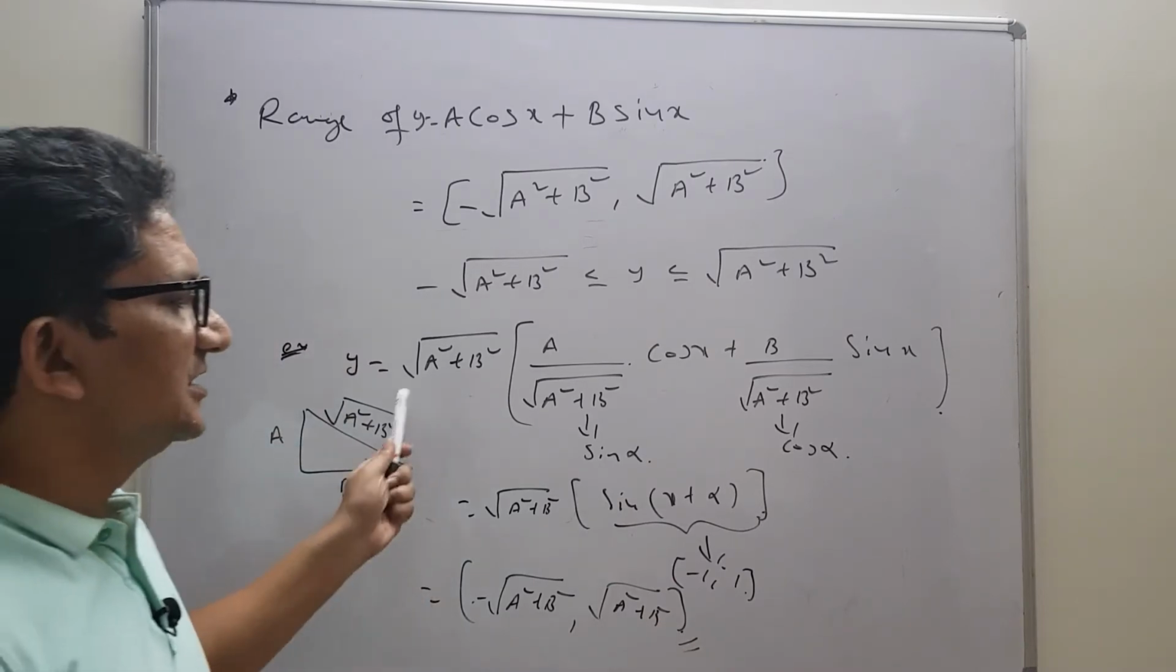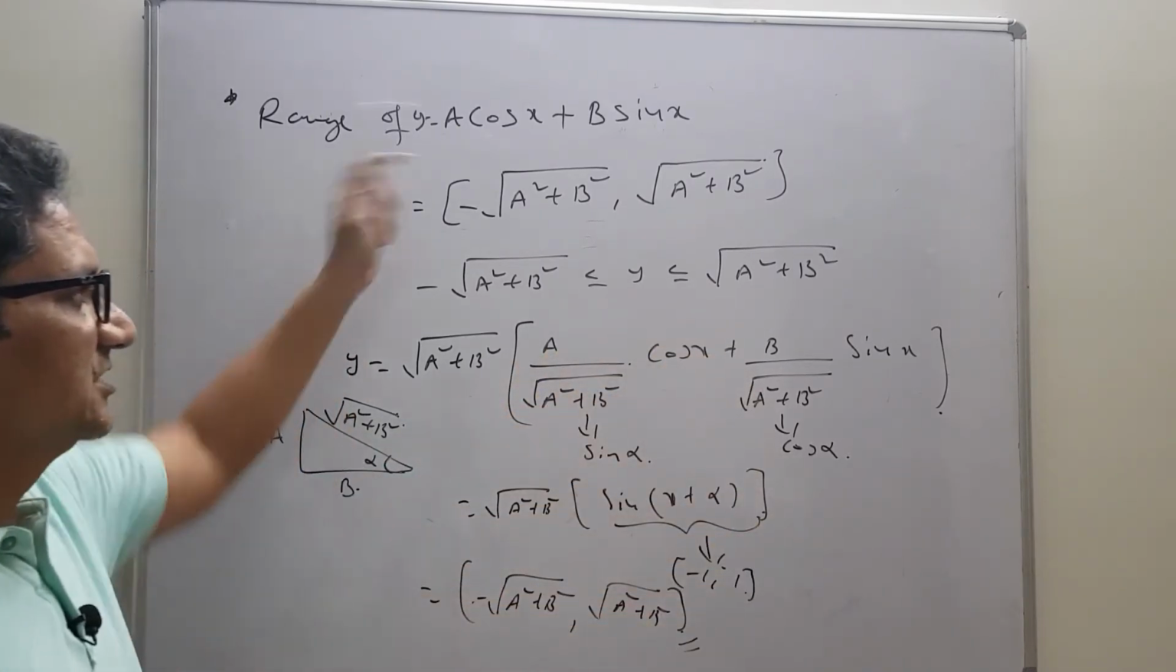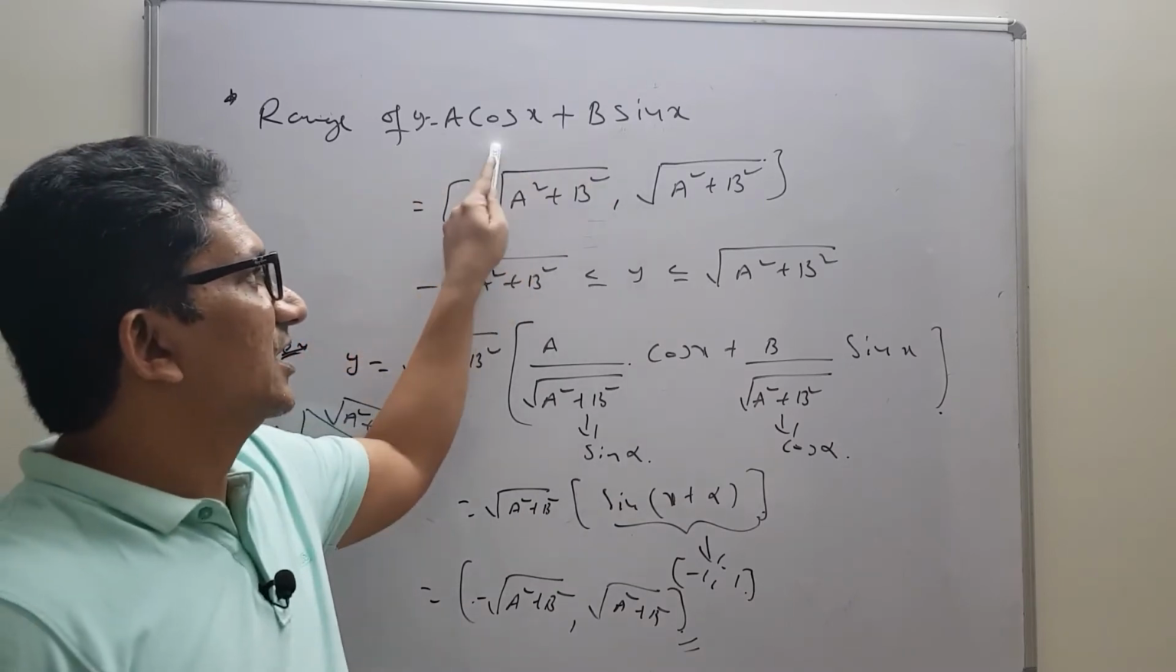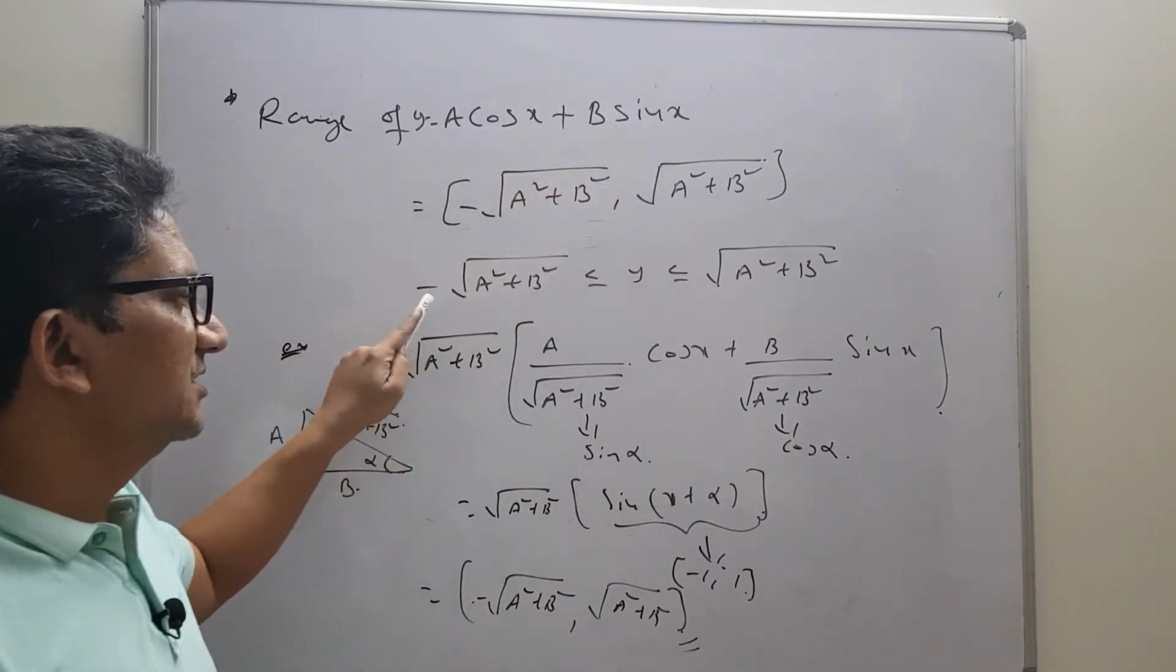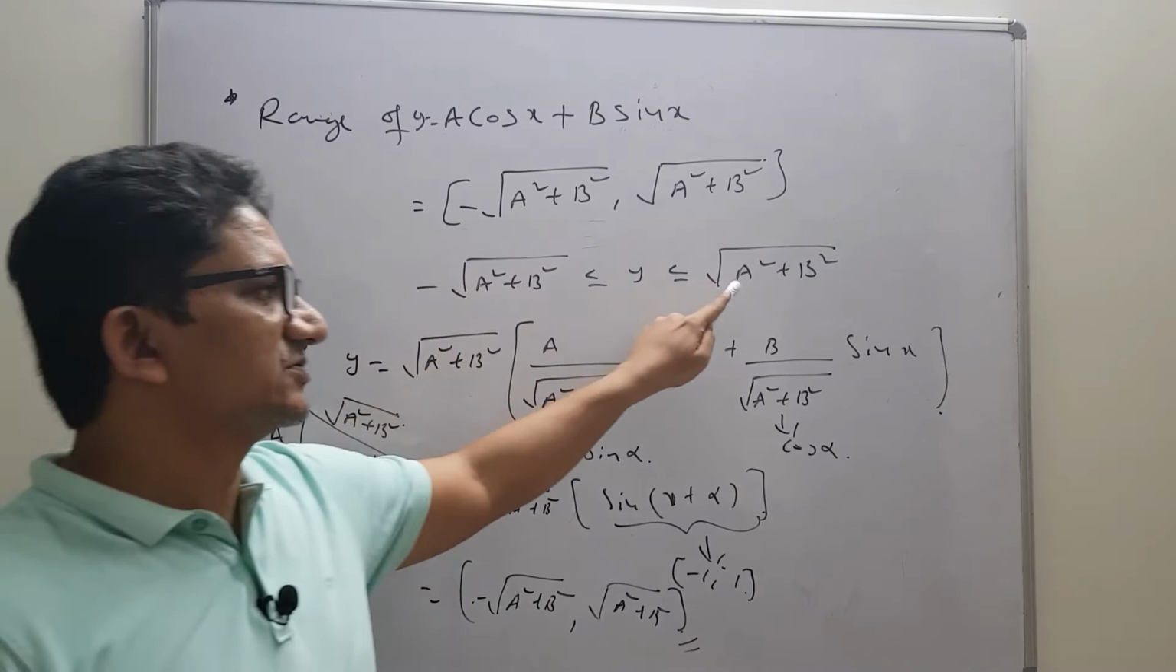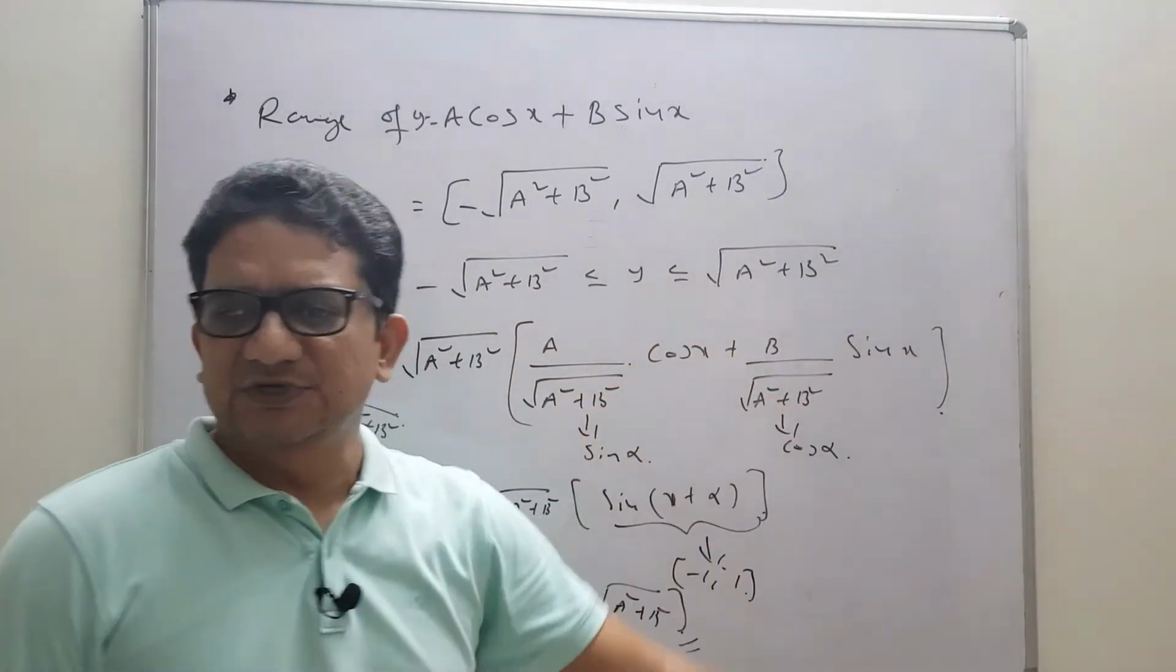So every time, instead of doing this process, we suggest students to remember: if you have such a situation, the range will always be minus root of a square plus b square to root of a square plus b square.